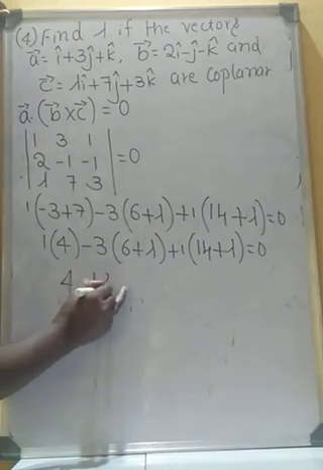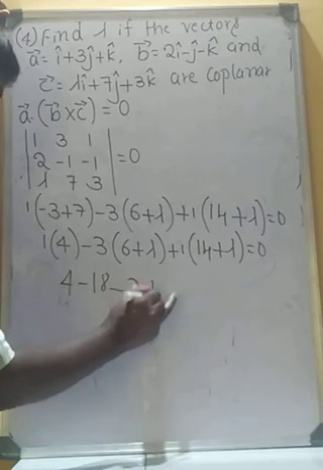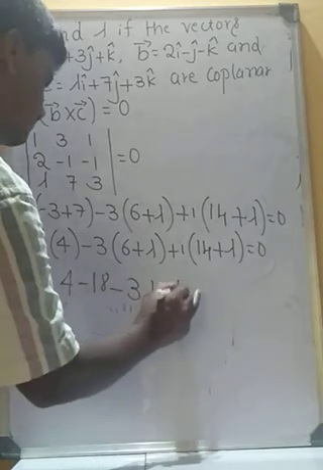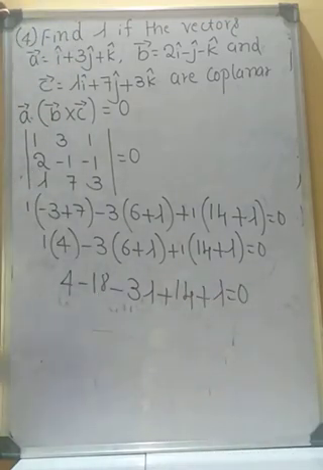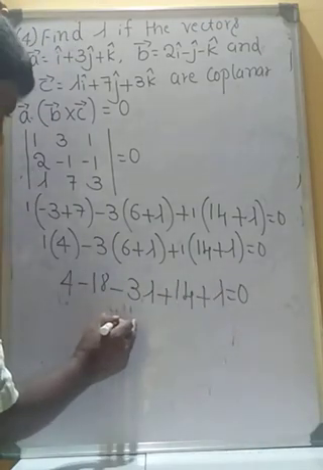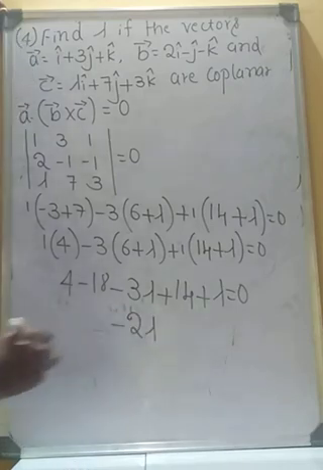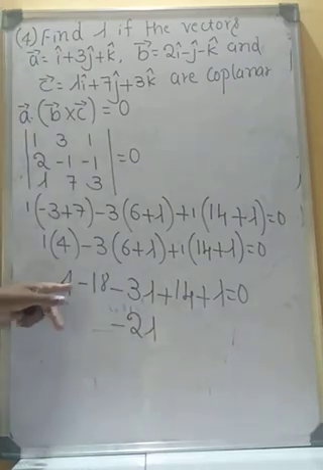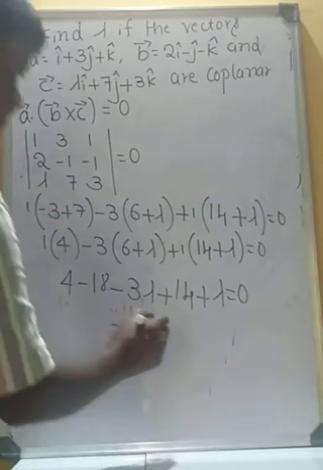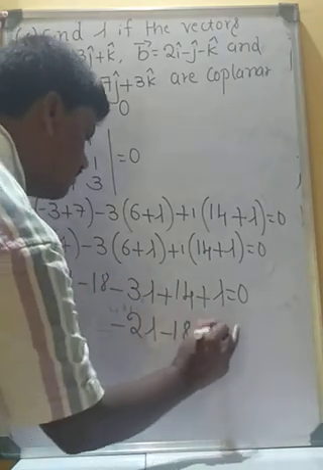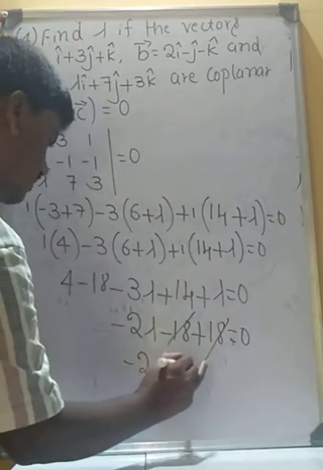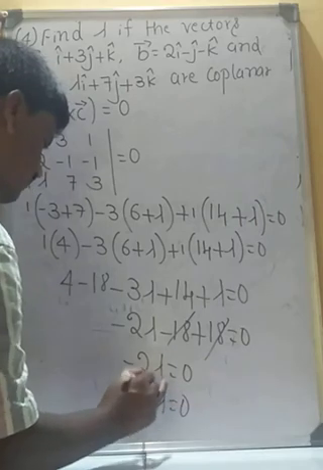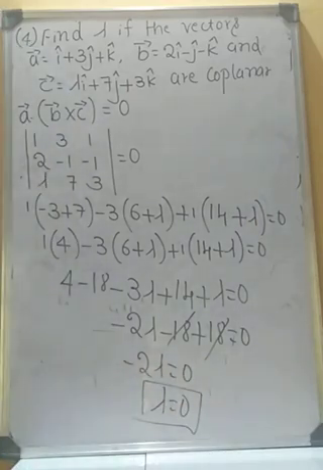4 - 18 - 3 lambda + 14 + lambda = 0. Minus 3 lambda plus lambda gives minus 2 lambda. 4 plus 14 is 18, minus 18, so minus 18 plus 18 equals 0. Therefore -2 lambda = 0. Therefore lambda is 0. The value of lambda is 0.